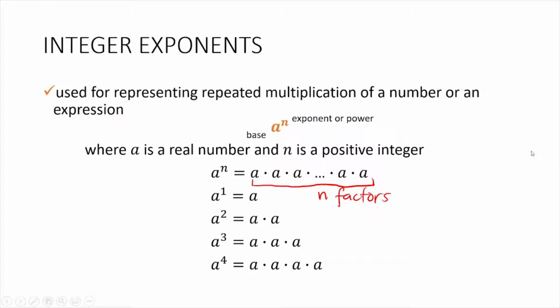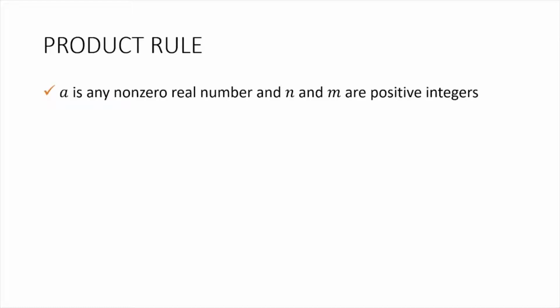Now let's take a look at some of the rules that we employ when dealing with exponential expressions. The first one is what we call the product rule. This rule states that for any non-zero real number a, and positive integers n and m, the product of a raised to n and a raised to m is equal to a raised to the power of n plus m. This means that when we multiply exponential expressions of the same base, we just copy the base and then take the sum of the exponents. As you can see, this will only work if the bases of the expressions are the same.